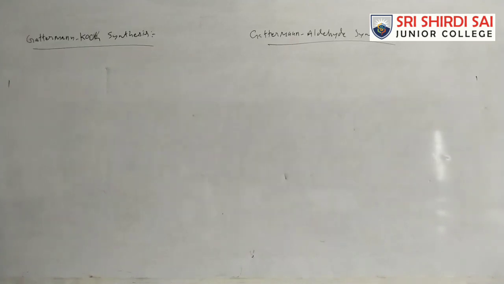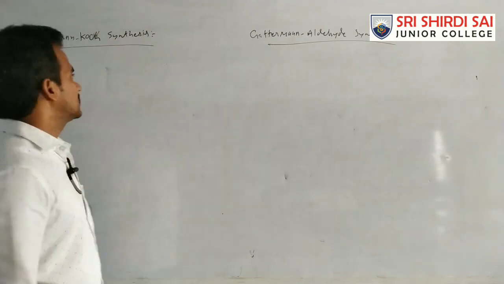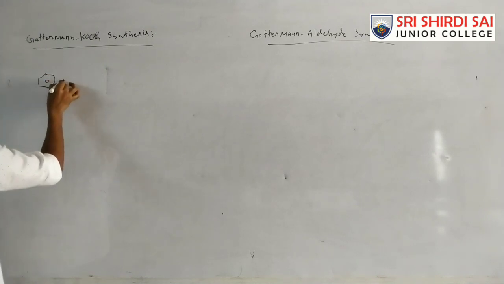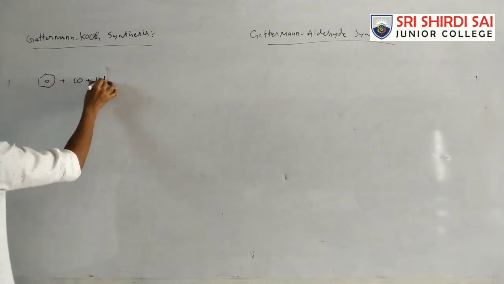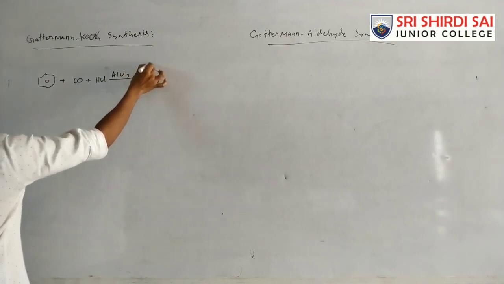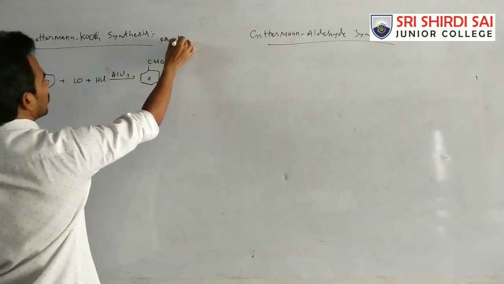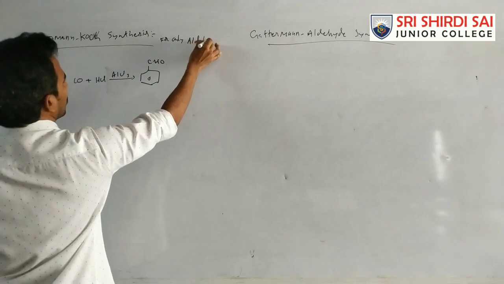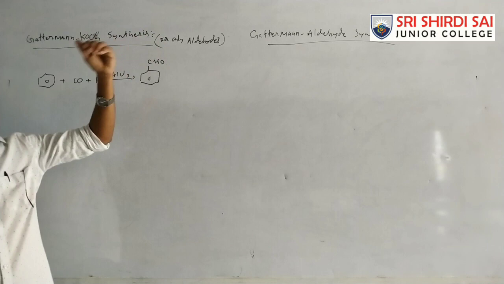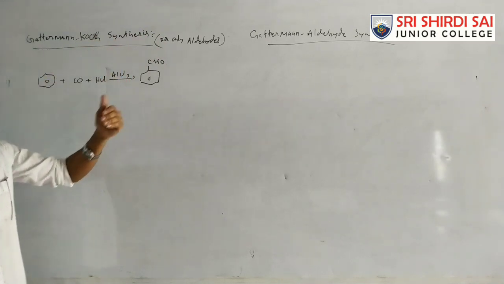One more reaction: the Gattermann-Koch synthesis and the Gattermann aldehyde synthesis. In the Gattermann-Koch synthesis, benzene with CO plus HCl in the presence of AlCl3 produces benzaldehyde. This is only for aldehydes. Remember the observation: which reactions produce aldehydes only, or ketones only.